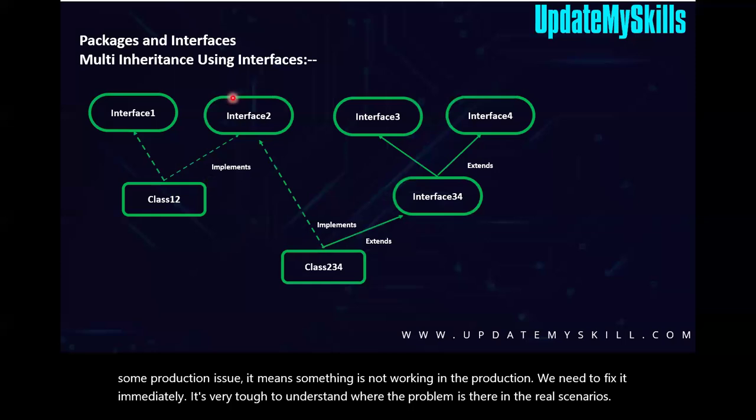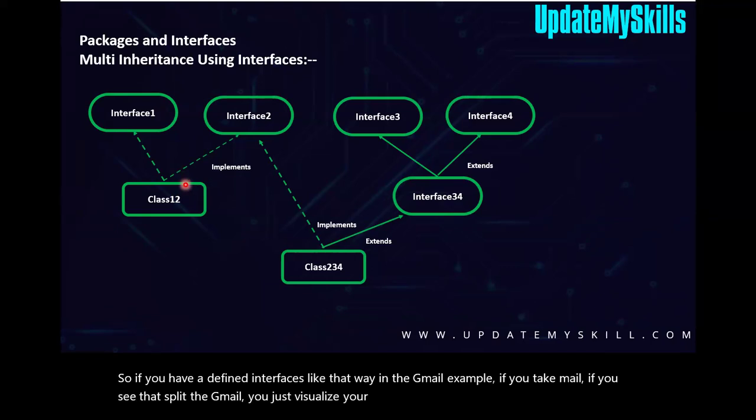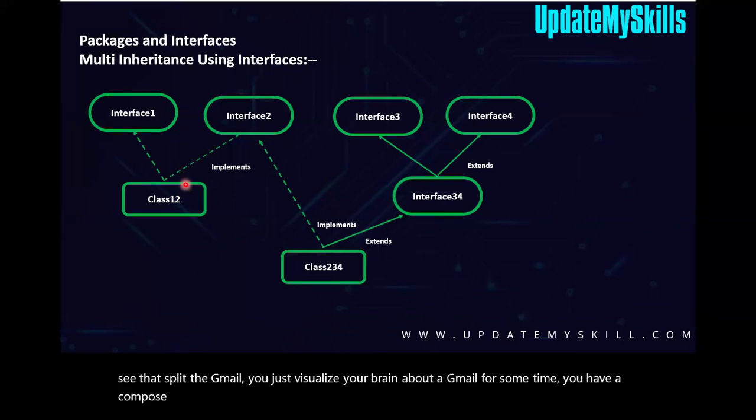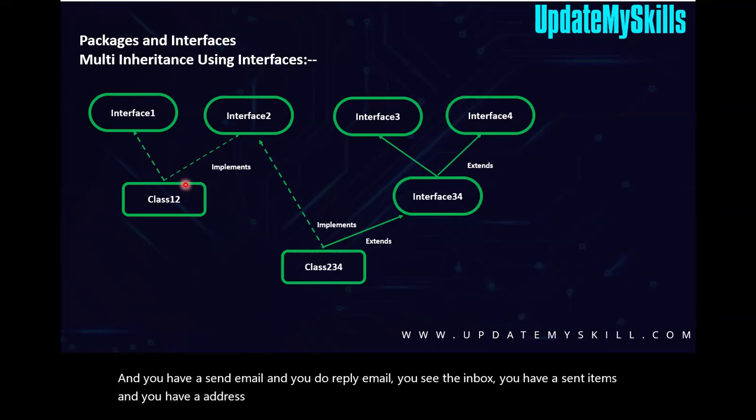So if you have defined interfaces that way, take the Gmail example. Just visualize Gmail in your brain for some time. You have compose email, send email, and reply email. You see the inbox, sent items, an address book, and settings. Lots of functionalities you use day to day in your life.